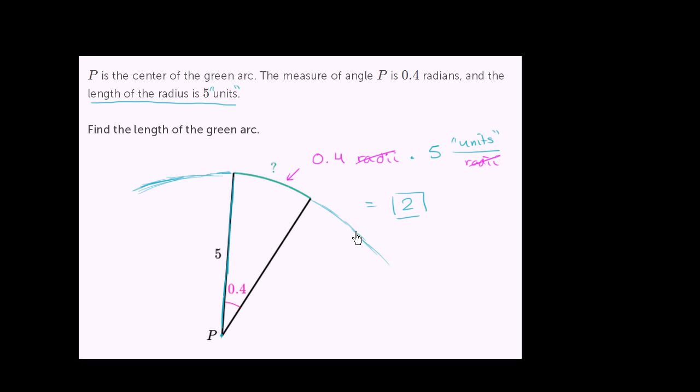So just as a refresher again, when the angle is measured in radians, one way to think about it is the arc that it intercepts is going to be this many radii long. Well, if each radius is 5 units, it's going to be 0.4 times 5 units long, or 2.